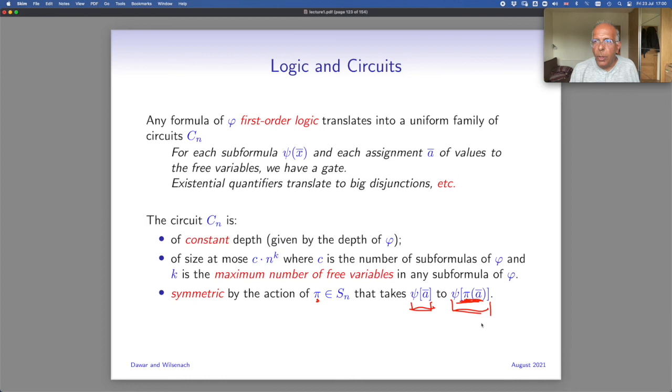So what do we conclude? We conclude that formulas of first-order logic have an automatic translation, once you fix the size of the structure, to circuits of constant depth, polynomial size, and which are symmetric.